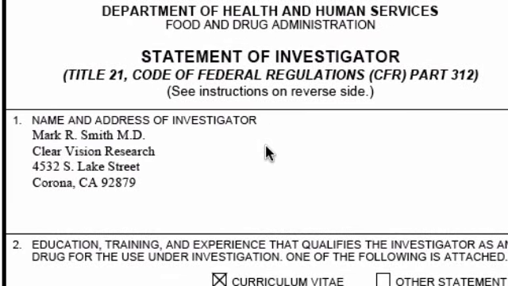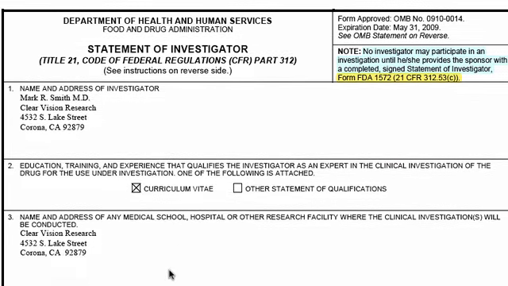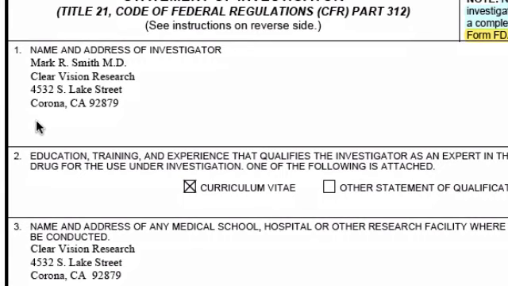Box 1 indicates who, meaning the principal investigator, and the location where the research study will be conducted. Box 2 indicates the qualifications of the investigator in the format that will be presented to the IRBs and the sponsors. 99.9% of the time it will be the CV of the investigator. Box 3 is a reflection of Box 1.